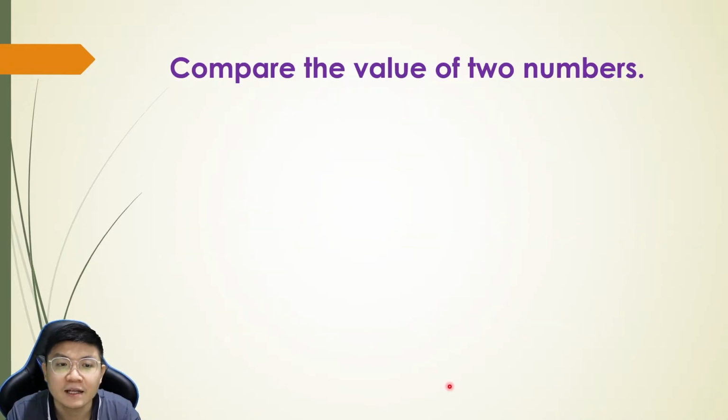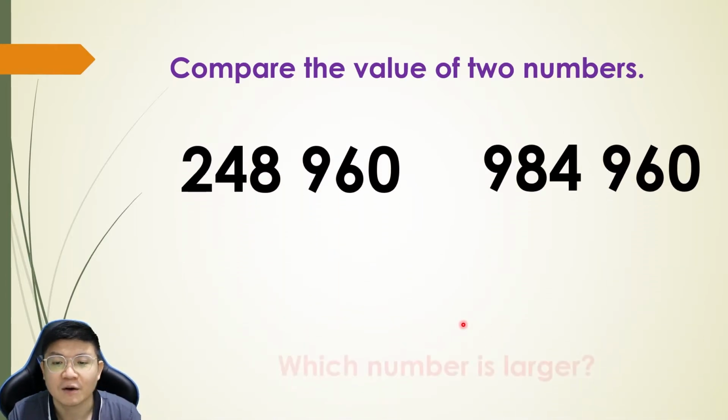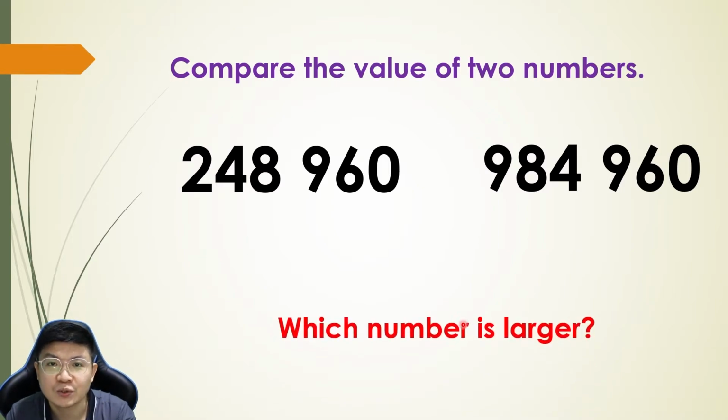Okay. Next one, you learn about how to compare the value of two numbers. Now I will be giving you these two numbers. Let us compare it. Which number is larger? Yeah, it's the right hand side, right? Because when you read the number, this is 248,000 something. This one is 984,000. Of course, the right hand side is larger.